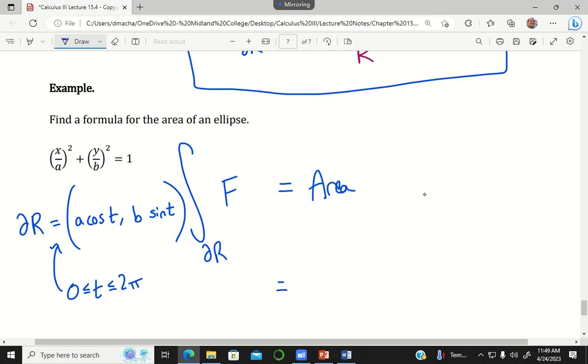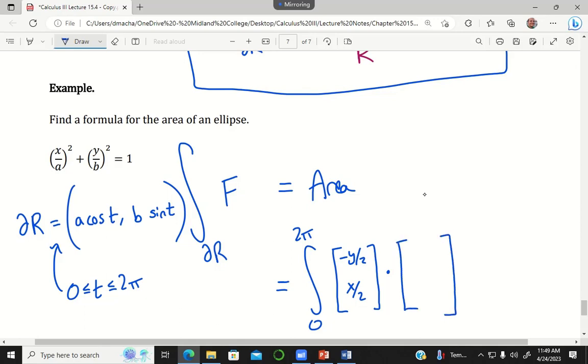Okay, so this integral then is going to be the integral from 0 to 2 pi. And then on the inside, since this is a path integral over a vector field, we have to take the dot product of that vector field, which is negative y over 2, x over 2, with not the path, but actually the derivative with respect to t of my path. And so that's going to be negative a sine t, comma b cosine t.